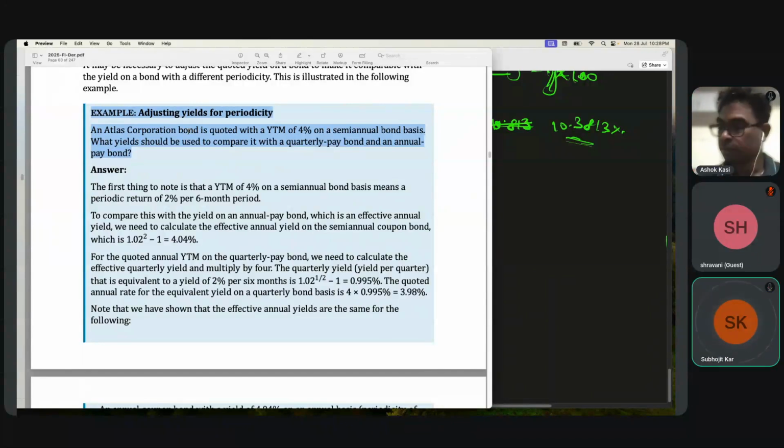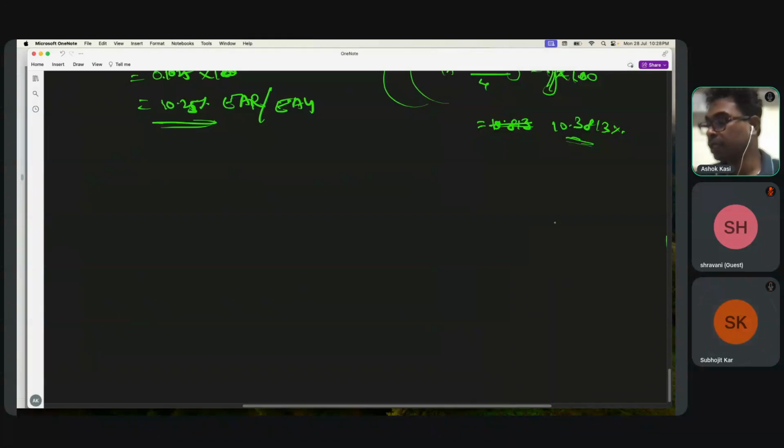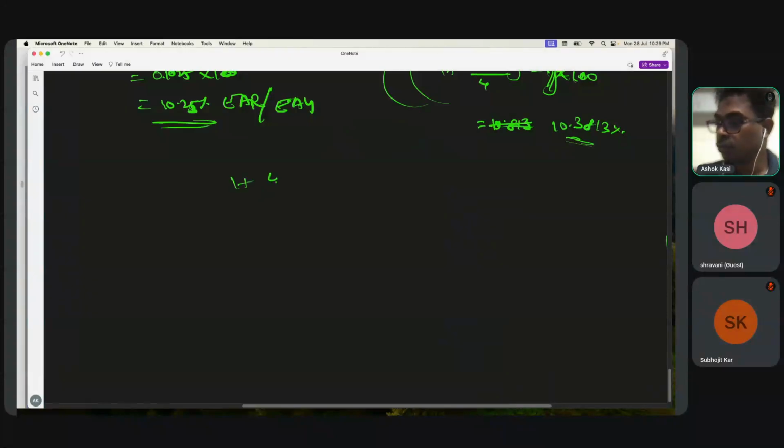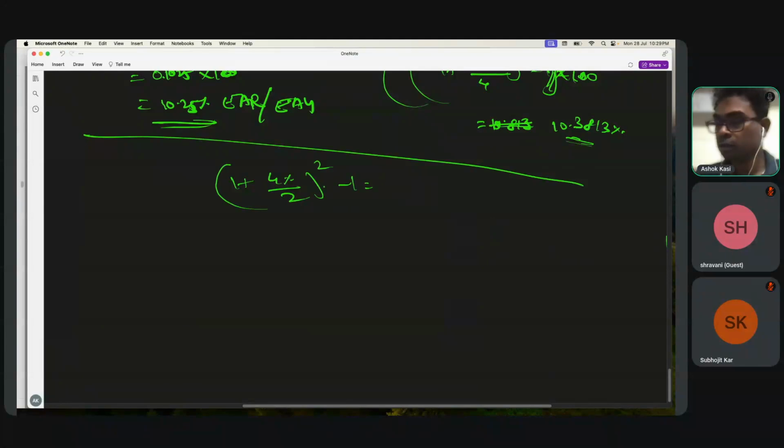What should be the YTM so that we can compare it in quarterly pay and in annual pay? What should be the effective annual yield that we should compare? See, EAR. A corporate bond is quoted with the YTM. YTM is the nominal yield on a semi-annual bond basis. What yield should be used to compare? First of all, stick to the first line only, and calculate the effective yield. So 1 plus 4 percentage divided by 2, semi, raised to 2, minus 1. Calculate the effective annual yield here. Use both shortcut as well as long cut, cross check and tell me.